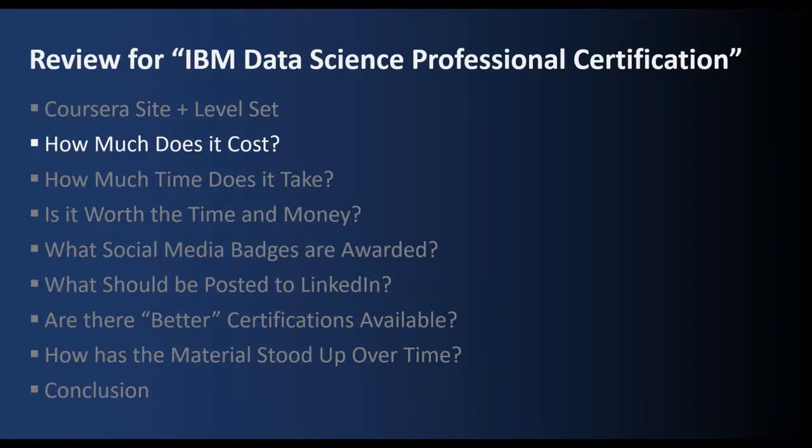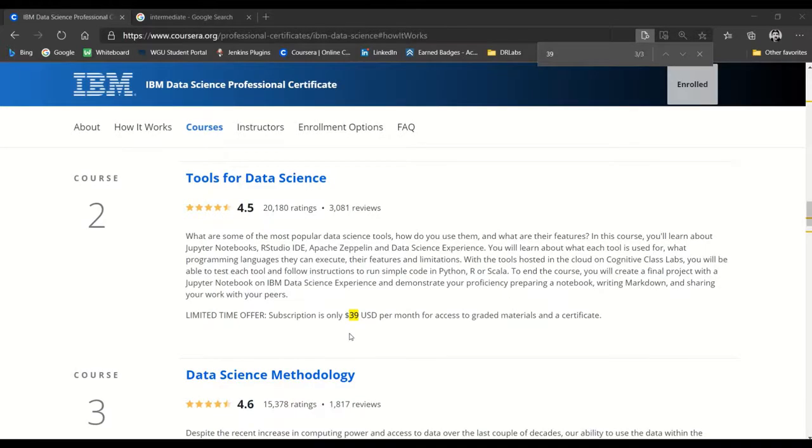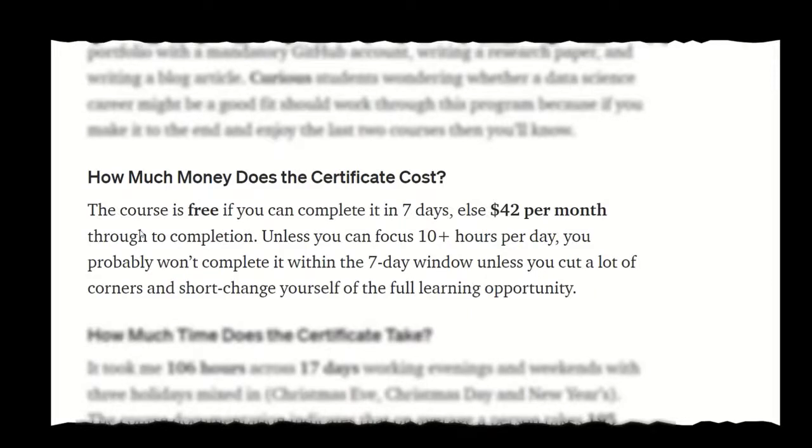Next, we'll discuss how much this certification costs. According to the Coursera site, it's $39 per month as you work your way through all 9 courses. Also, according to the Coursera site, this certification and all the courses are free so long as you can complete it within the 7-day window, but that's pretty unlikely. You'd have to focus 10 hours a day to try and get that done in 7 days, and probably even more than 10 hours a day. We'll see in a minute how long it'll actually take.